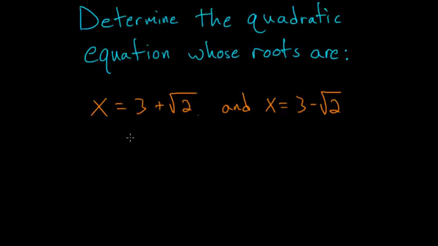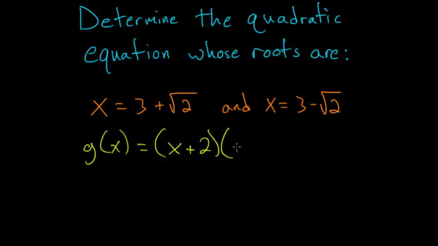So if I have a function, I'll call it g of x, that's equal to x plus 2 times x minus 3. And in this factored form, we know that the roots of this equation, when g of x is equal to 0, x has to be negative 2 here and 3 here. So negative 2 and 3 are the two different roots.